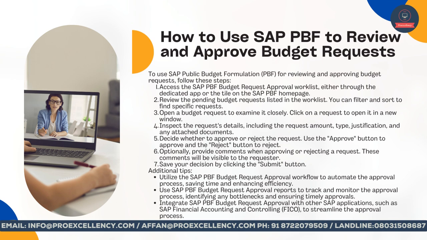Open a budget request to examine it closely. Click on a request to open it in a new window. Inspect the request's details, including the request amount, type, justification, and any attached documents. Decide whether to approve or reject the request. Use the Approve button to approve and the Reject button to reject.